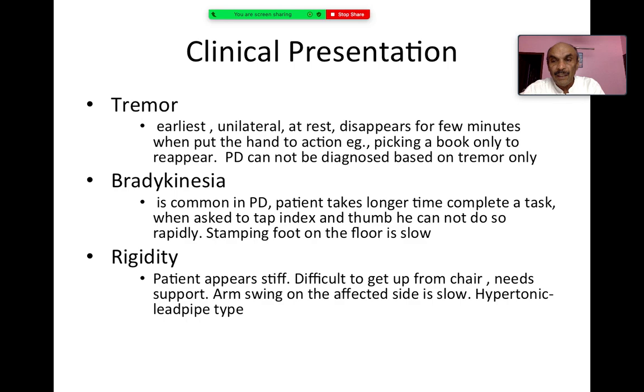Then other points of clinical manifestation are bradykinesia. That means the patient takes longer time to complete a task. He is not that rapid, that fast to complete any voluntary act. When you ask the patient to tap the index finger and thumb repeatedly, he cannot perform it as rapidly as you do it. Also, stamping the foot on the floor is very slow in patients with Parkinson's disease.